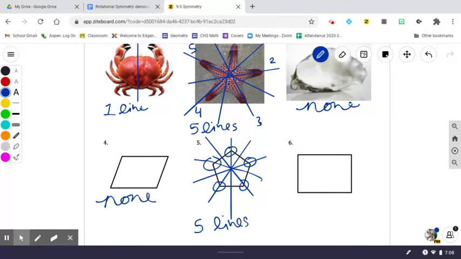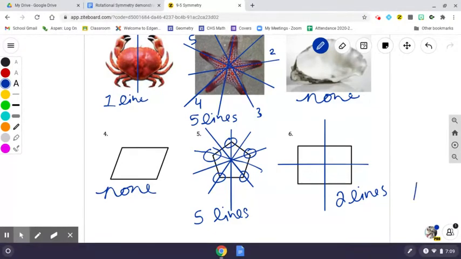And then a rectangle. Oftentimes kids say 4 because they think the diagonals would work, but actually the diagonals don't work. But it does have one down the middle this way, and then one that way. So this one would have 2 lines. So that's what line symmetry is. Pretty easy. This is the one that you've probably learned before, like when you were a kid.